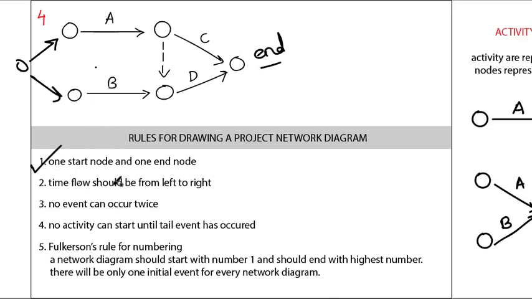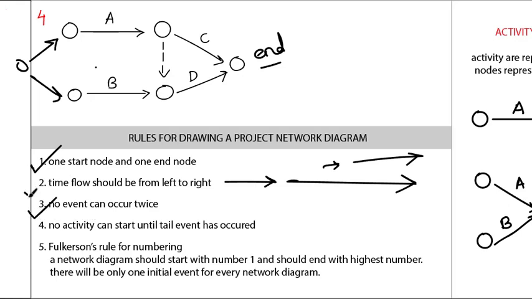The second is, time flow should be from left to right. So the arrow should be from left to right. The length of the arrow has no significance. You can draw a small arrow or a big arrow, it doesn't matter. The third rule is no event can occur twice. So an event can occur only once.